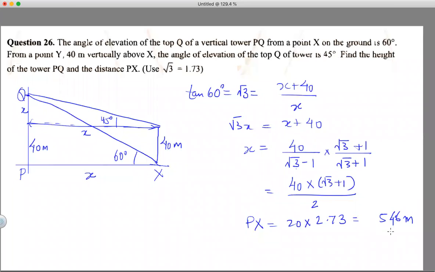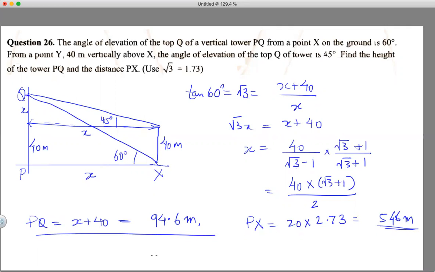Yes, sir. Okay, so this is correct, right? And PQ is x plus 40, so which is 94.6. Okay, so this is our other answer. So we get both the answers this way.